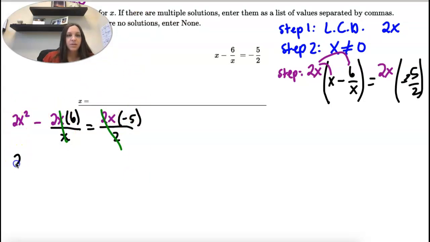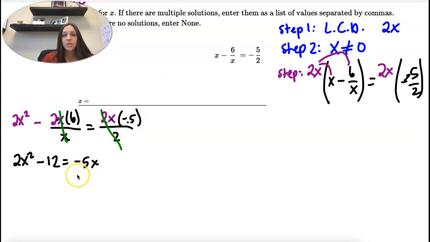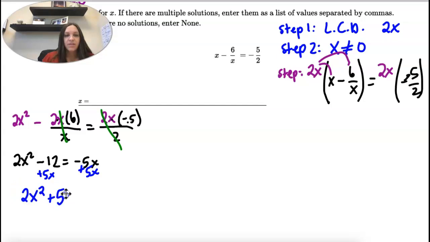So we're left with 2x squared minus 12, because 2 times 6, equals x times negative 5, or negative 5x. So to solve this, we have to get everything equal to 0. So I'm going to add the 5x over here and rewrite it as 2x squared plus 5x minus 12 equals 0.